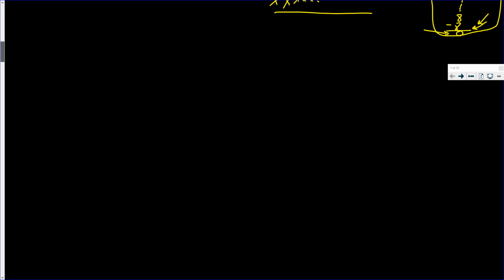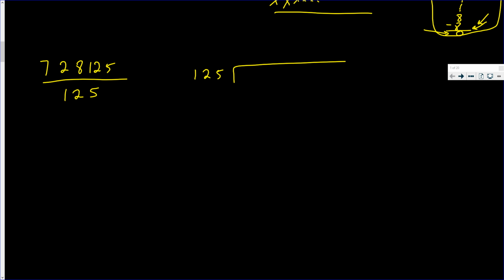Let us try one last problem. Suppose you have 728,125, and we want to divide this by 125. Okay? So we do 125 into 728,125.